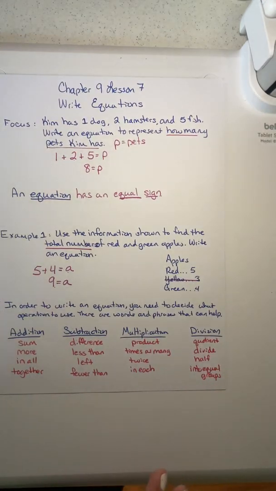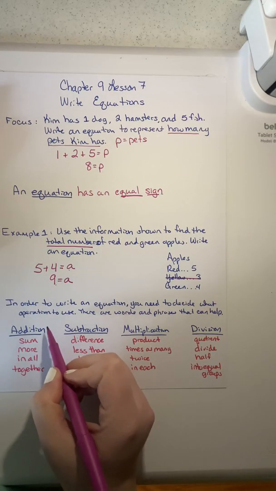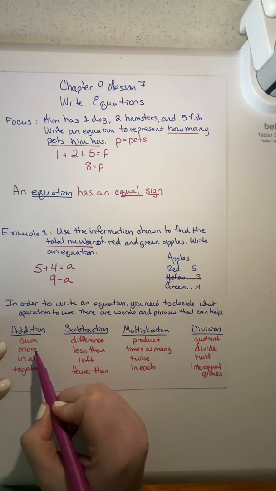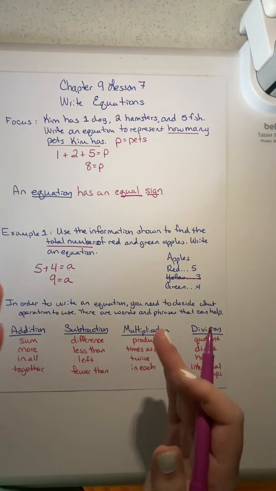So in order to write an equation, you need to decide what operation to use in order to write that equation. There are words and phrases that can help you do that, and these are in your book as well. If you have to use addition, it will say sum, more, in all, or together. There's just some examples of those, okay? So addition are those 4.